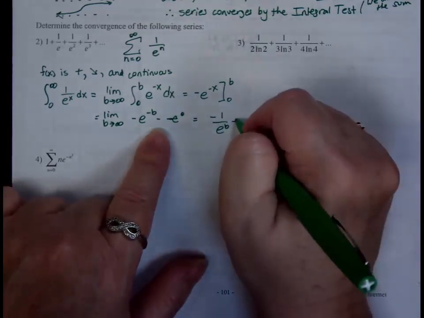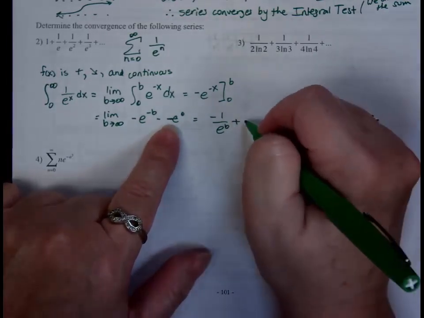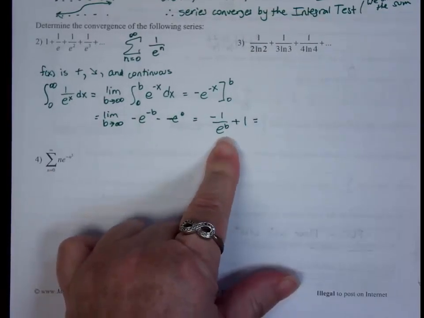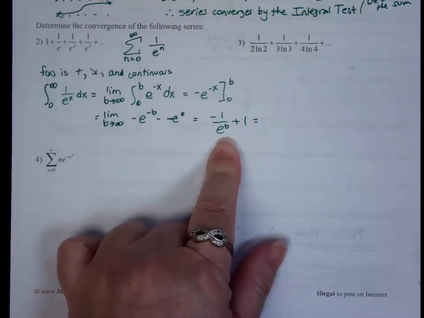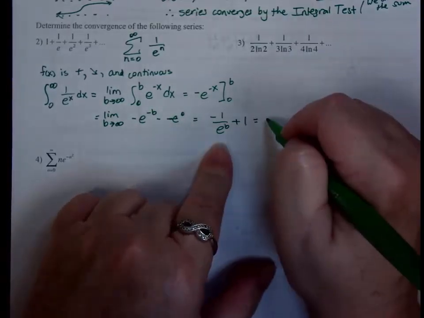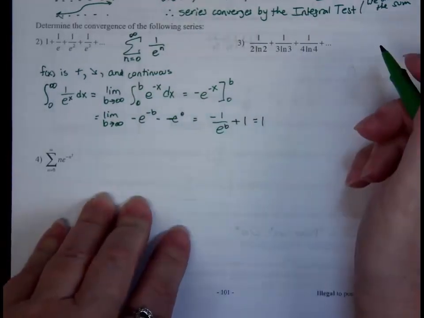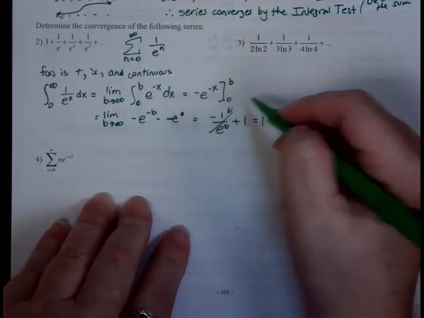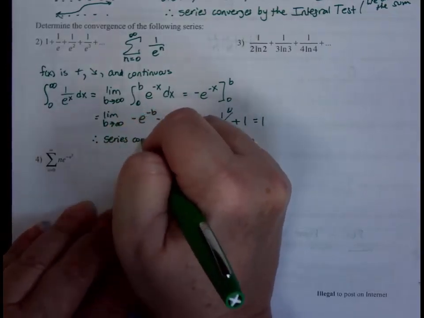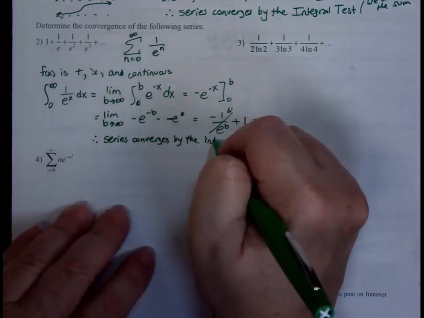Plus, what is e to the 0? 1. So now if I plug infinity into this b, I get 1 over infinity, which in limit land approaches what? 0. So it's 0 plus 1. I'm running out of room. So this is 1. Do y'all agree with that? This is going to 0. So therefore, the series converges by the integral test because I got a number answer.